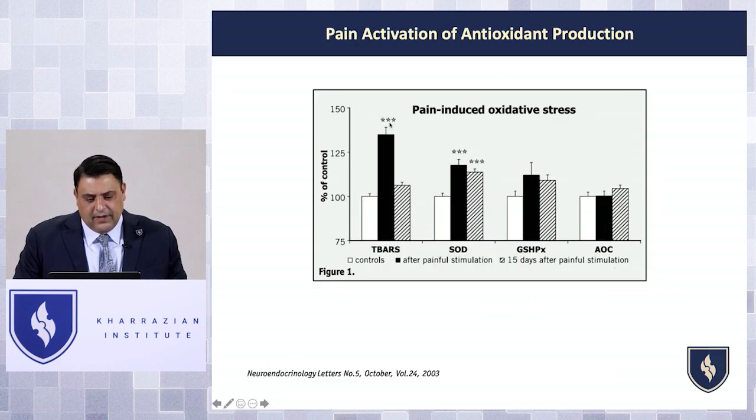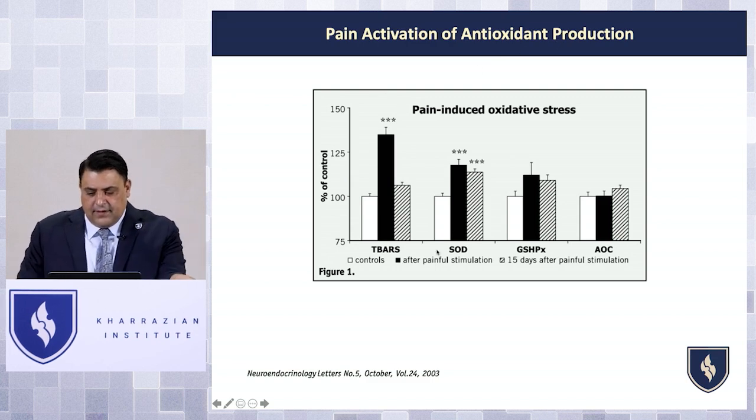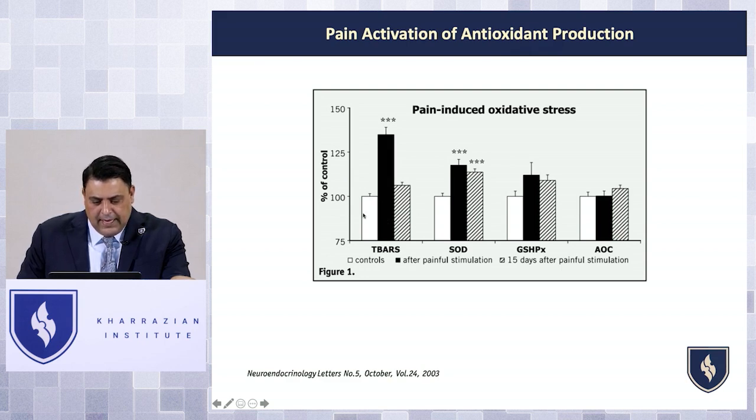And this was a study where they induced pain, and then they looked at different antioxidant mechanisms, and T-bars is a free radical. So control groups, you can see here, that did not receive any painful stimulus, they're white, and they're the same for all 4 of these groups. And immediately when they induce pain, just the nociception itself, you can see superoxide dismutase levels go up, glutathione levels go up in general. So just the activation of nociception starts to use up antioxidants.